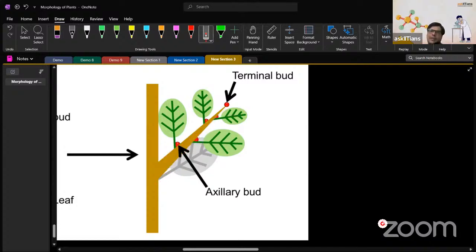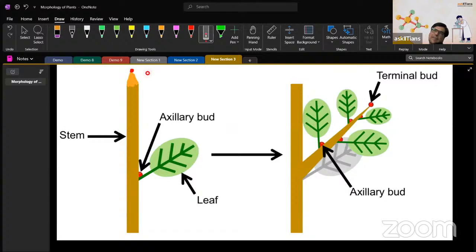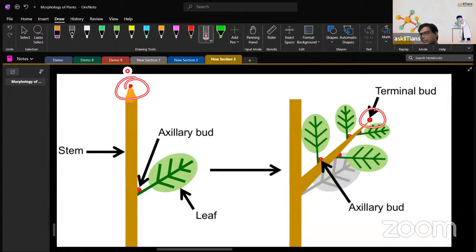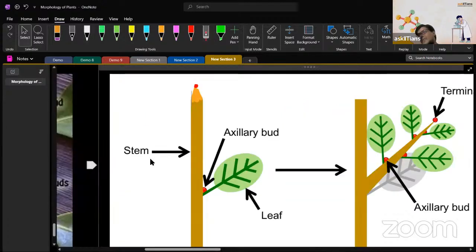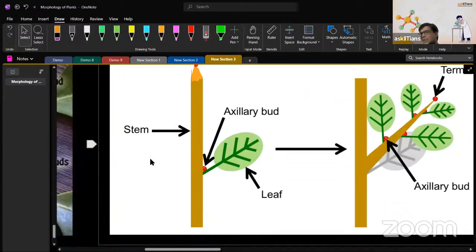So on that branch, you can also have both the terminal and the axillary buds. As I told you, the terminal bud is either present on the end of a stem, as it is present right here, or it is present on the end of a branch, as it is present right here. The axillary bud is usually present, you can say, below the terminal bud, on the axis, on a branch or a stem. Again, both are possible. Usually the axillary buds give rise to branches. The terminal buds usually give rise to leaves. That is the usual case.